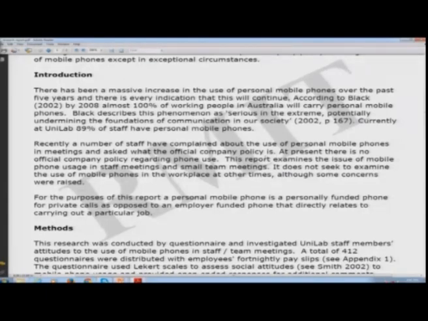So, a number of staff complained about the use of personal phones and they asked if there is any official policy. So, as a result, a team probably was constituted and the research team now has examined the issue of mobile phone use. The context is again very specific: staff meetings and small team meetings. So, this does not include the use of mobile phones in the workplace at other times, this is only during meetings.